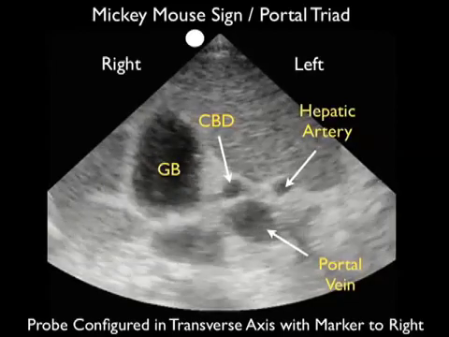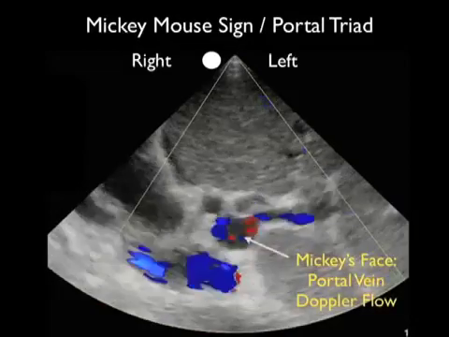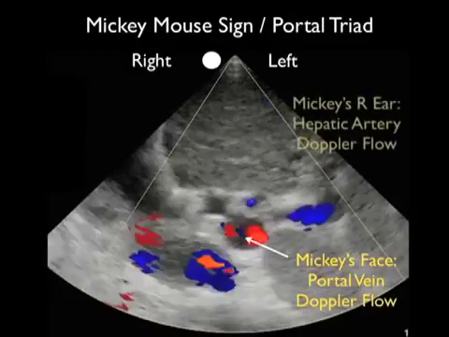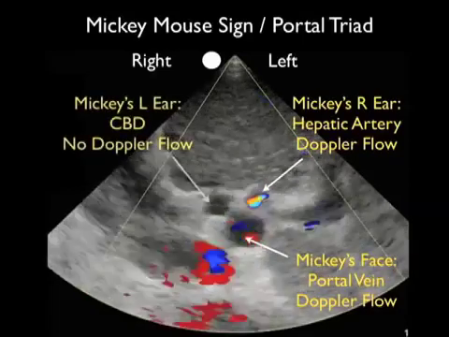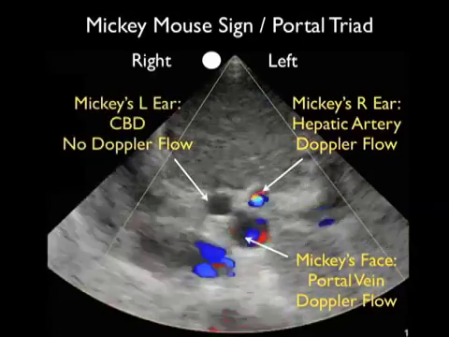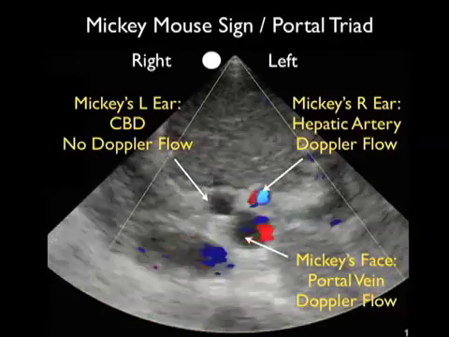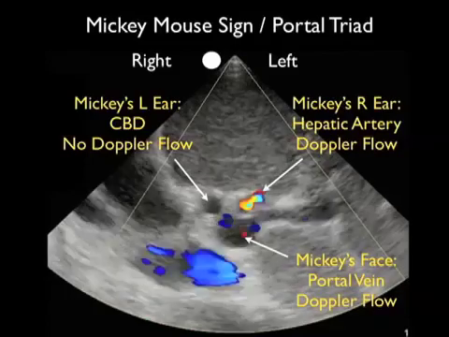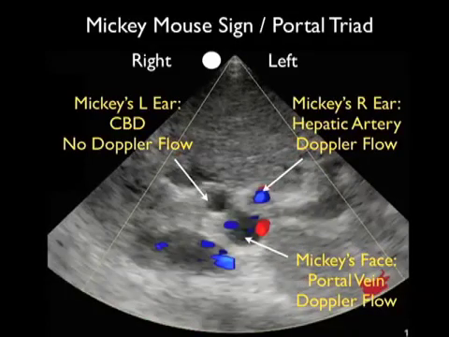Now we can place Doppler sonography onto the Mickey Mouse sign to further delineate the structures, and we see that the portal vein making up Mickey's face, the posterior-most structure of the portal triad, will actually light up with Doppler sonography. We can also see that Mickey's right ear, the hepatic artery, also has Doppler flow. However, the common bile duct, Mickey's left ear, fails to demonstrate any Doppler flow due to the sluggish flow within the common bile duct.